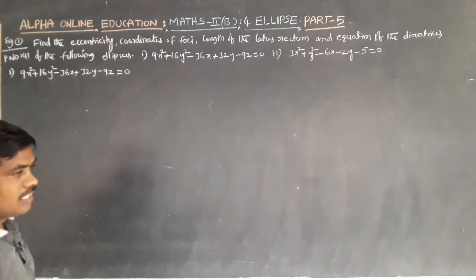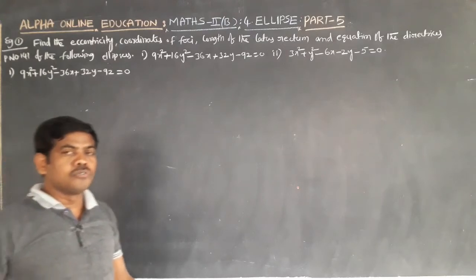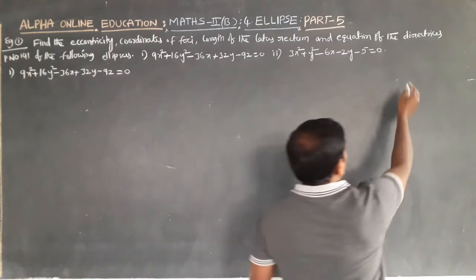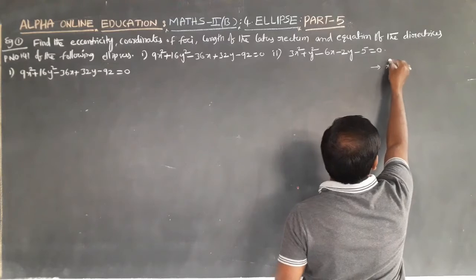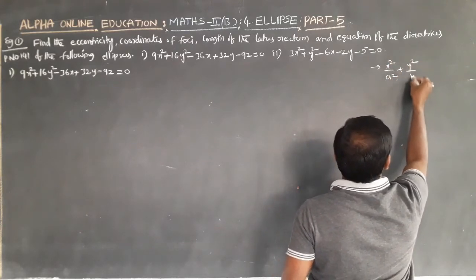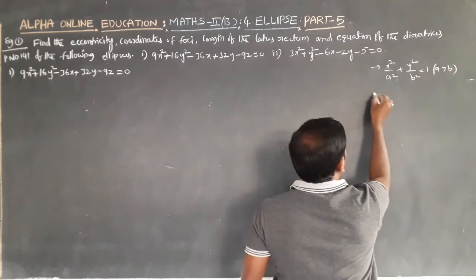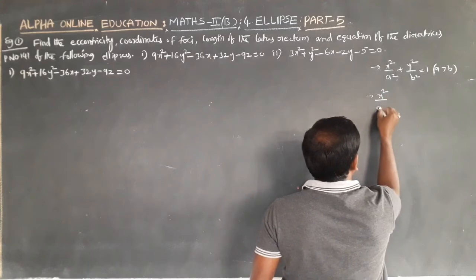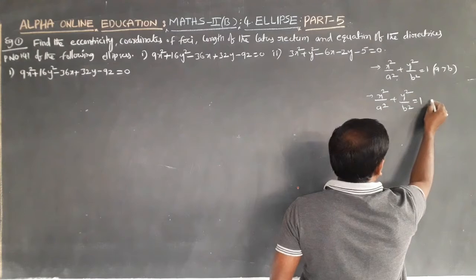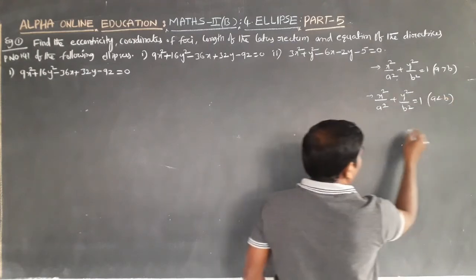The given equation of the ellipse is transformed or reduced into various forms of the ellipse. Various forms of the ellipse: first one is x square by a square plus y square by b square equal to 1, a is greater than b. Second one is x square by a square plus y square by b square equal to 1, a is less than b.